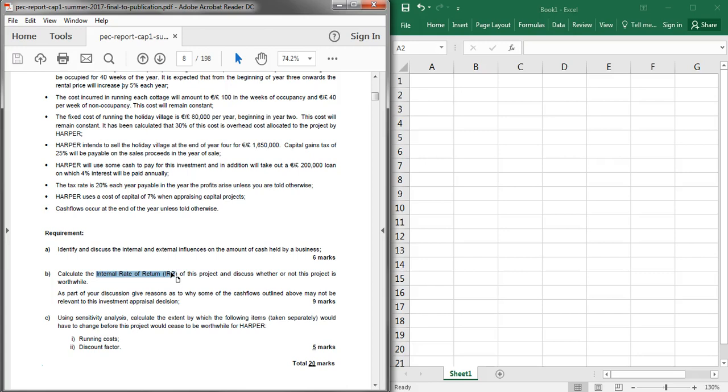You might even have attempted to lay out the cash flow table. We're not going to really look at part A, which is really to do with cash flow, cash management, which is part of working capital, and nice 6 marks that you should have done first and get out of the way. Right, so internal, external influences on cash, that is dealing with session 9, which is cash management.